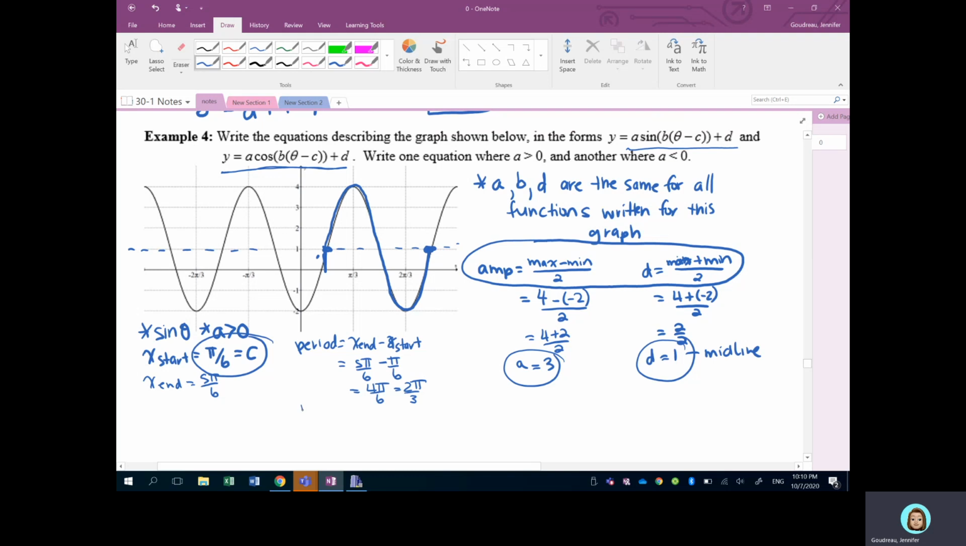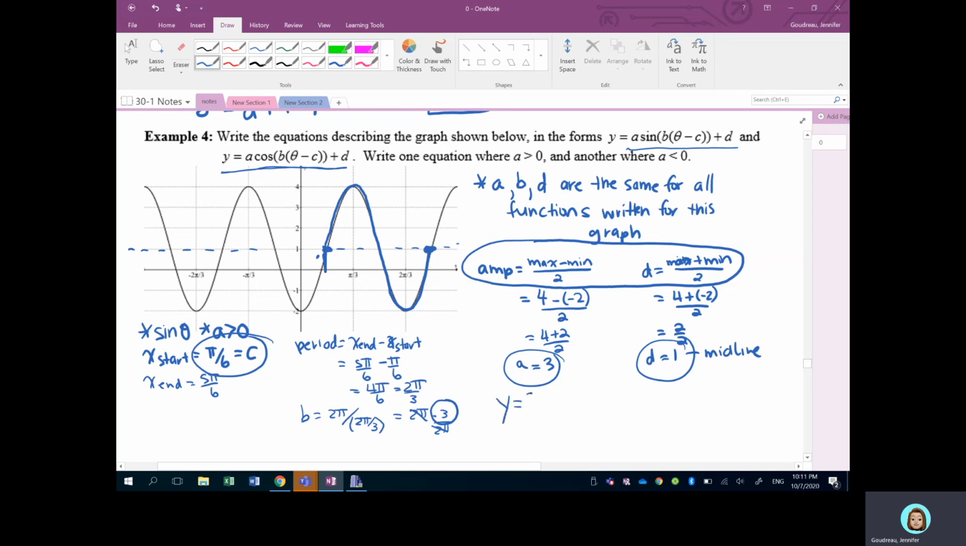So B is equal to 2 pi over the period, so 2 pi over 2 pi over 3, which is 2 pi times 3 over 2 pi, which is 3. So our B value is 3. So B takes the most amount of work. You have to figure out what the period is and then 2 pi over the period to get the B value. So far, here is the equation we have.